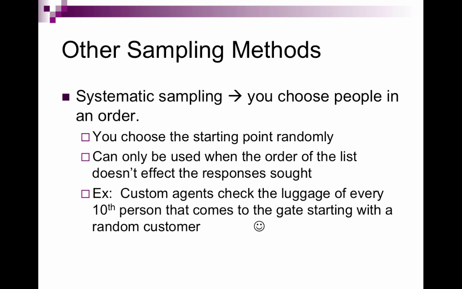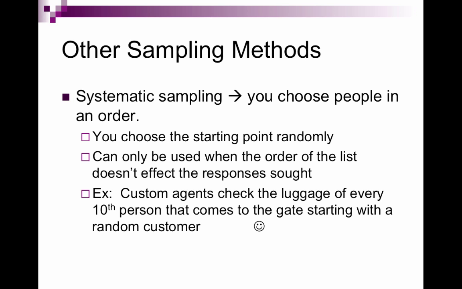The last sampling method is a systematic sample. A systematic sample is when you choose people in some type of an order. This order means that you're picking every 3rd person, or every 7th person, or every 10th person. So there's an order to it. It's systematic. The important thing when you're using a systematic sampling method is that you have to choose your starting point randomly. So you're going to decide randomly that you're going to start with the 7th person or the 5th person.